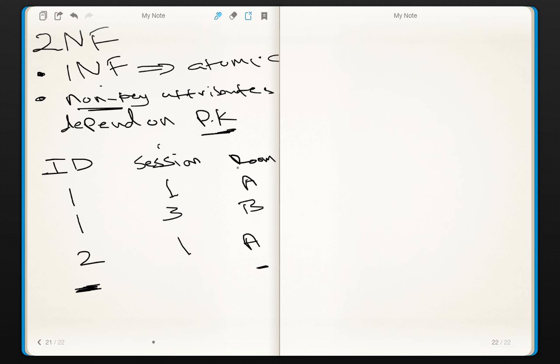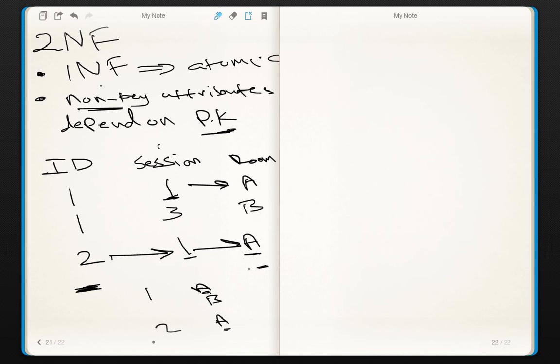Okay, the ID is the primary key, but note something. The room actually depends on the session and the ID. Look, session 1 in this table always defines A. Session 1 always defines A. Also, the ID will define the room. So if I put ID 1 against the room, I will have A and B, okay? And if I put ID 2, I will get A. So basically, now the ID defines the room, but also the session defines the room.